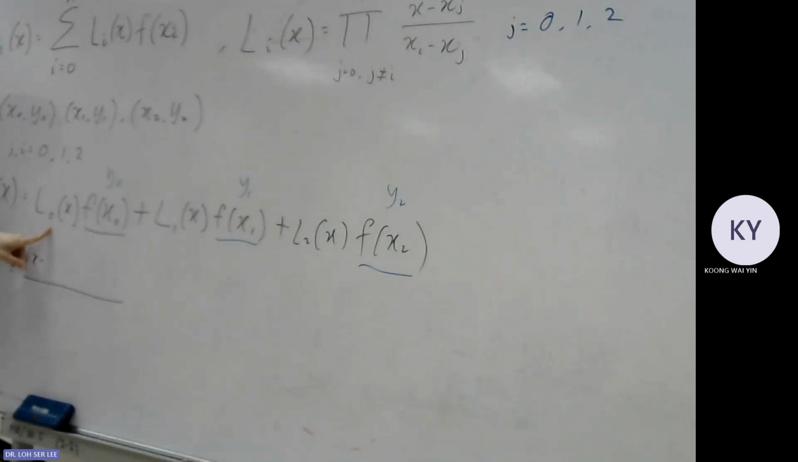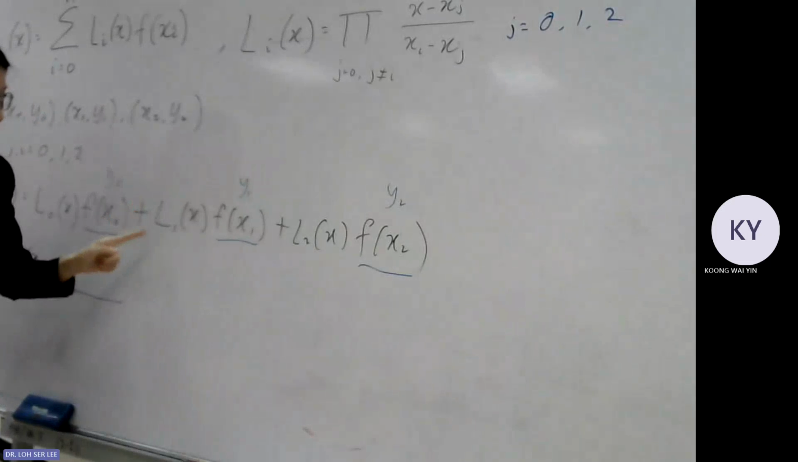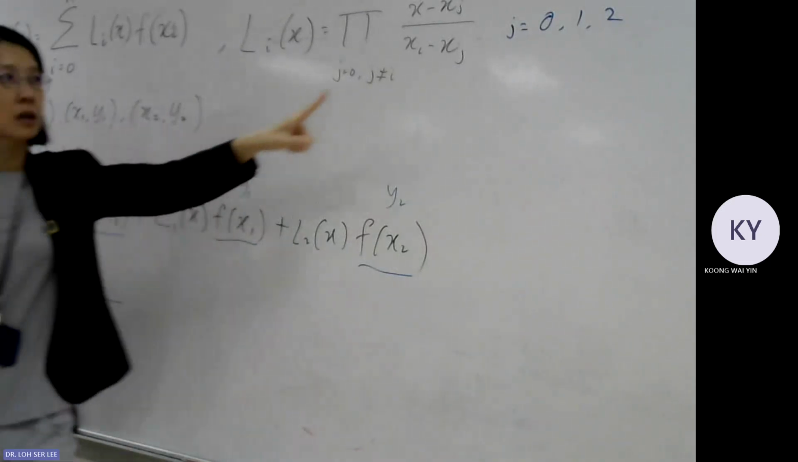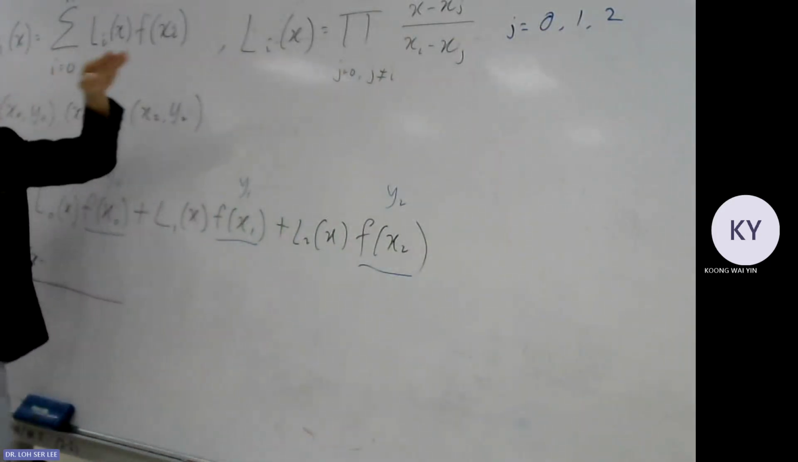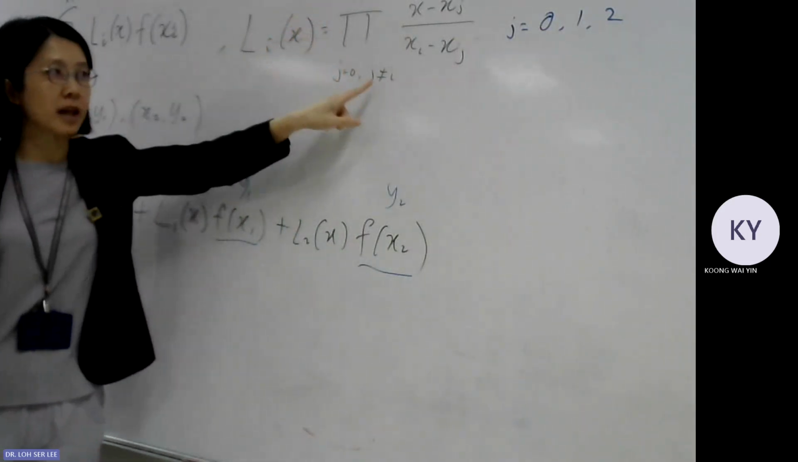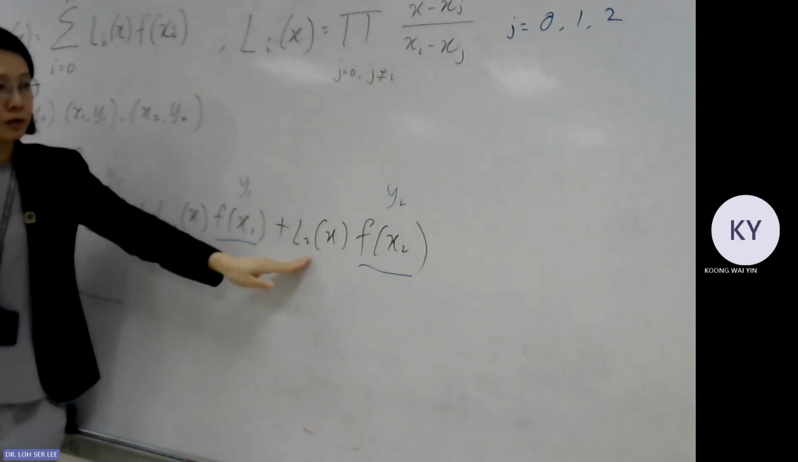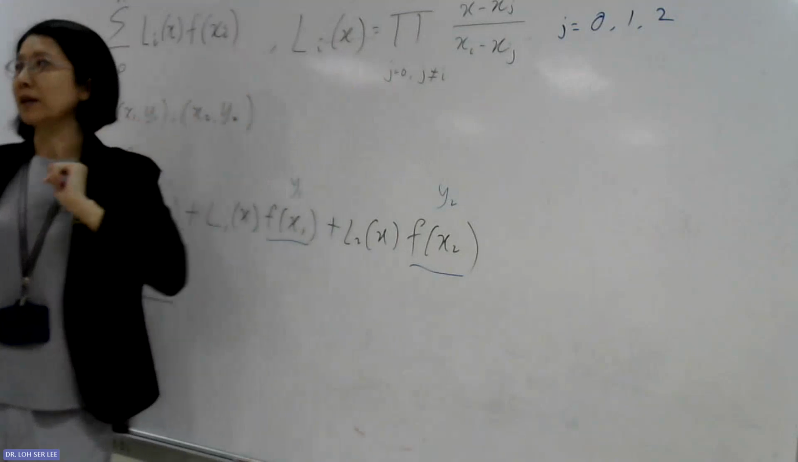Your i is 0 now, so your j will be 1 and 2. When we are looking for L1, your j will be 0 and 2, because it starts from 0 up to 2, but j cannot be the same as i. So when we find L2, your j will be 0 and 1.